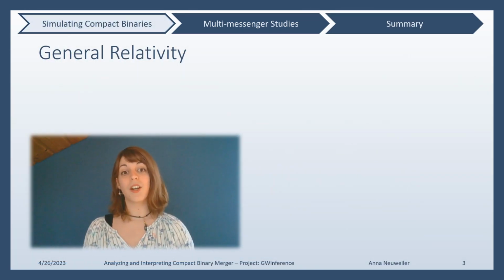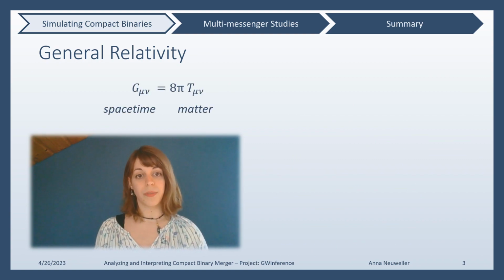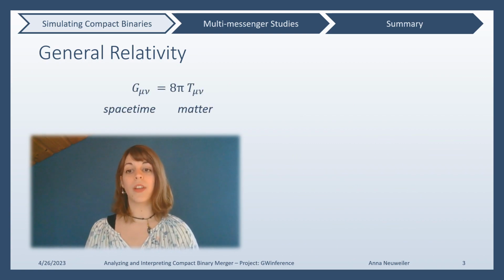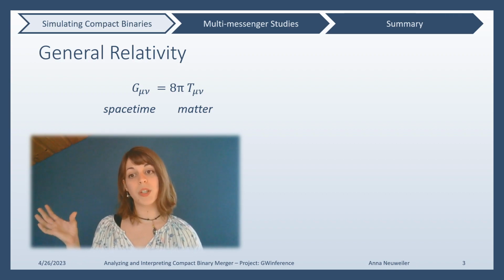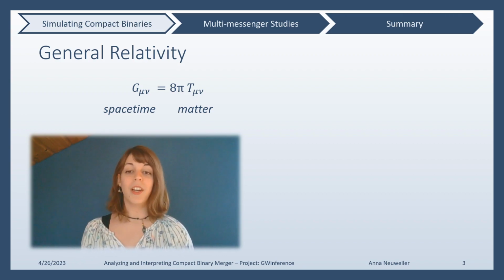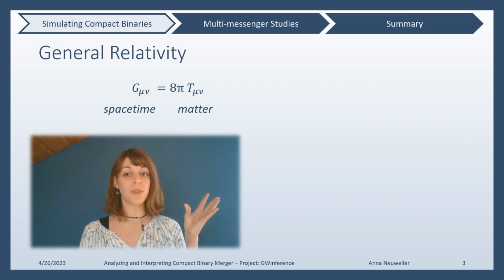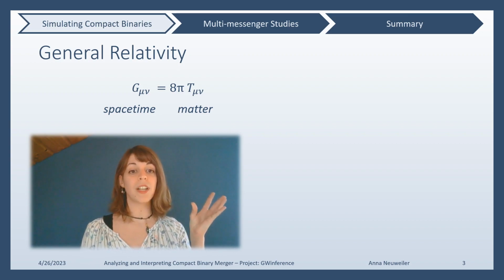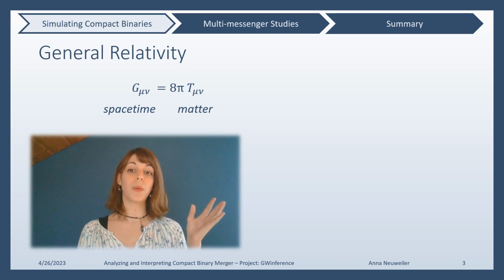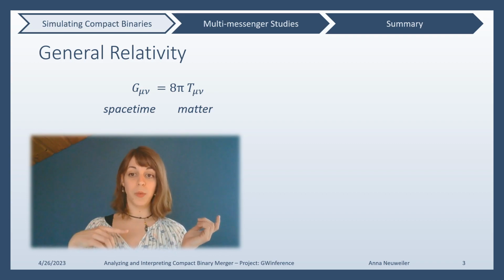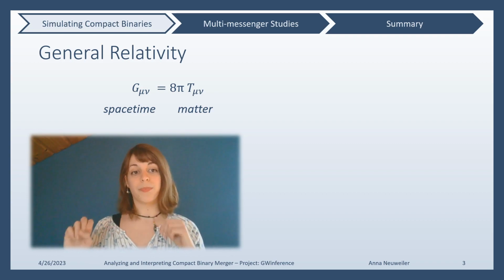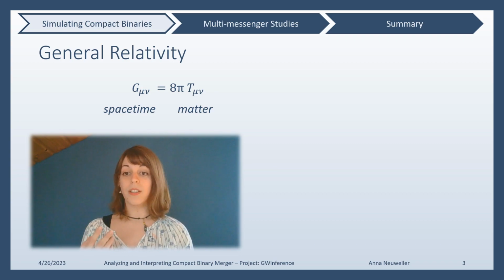Our simulations are based on general relativity, which means we have to solve Einstein's field equations. So here we have on the left-hand side the Einstein field tensor, which tells us about the state of the spacetime, and on the right-hand side we have the energy momentum tensor, which tells us about the state of the matter inside the spacetime. So in principle we have spacetime tells matter how to move, and matter tells spacetime how to curve. To solve the equations, there exist several approaches, also analytical ones.